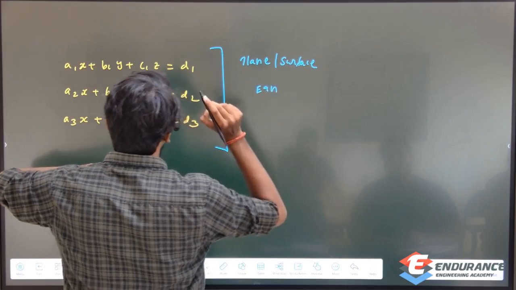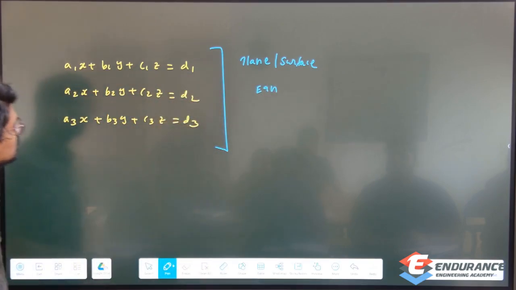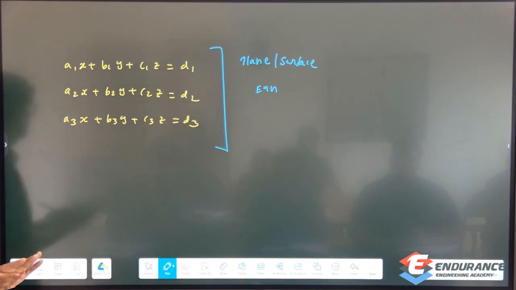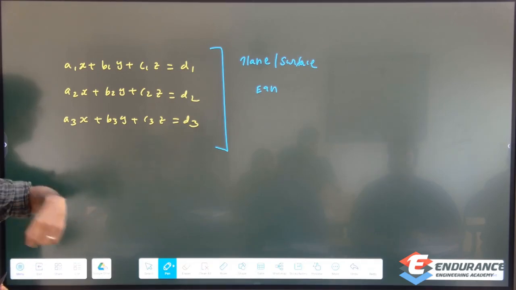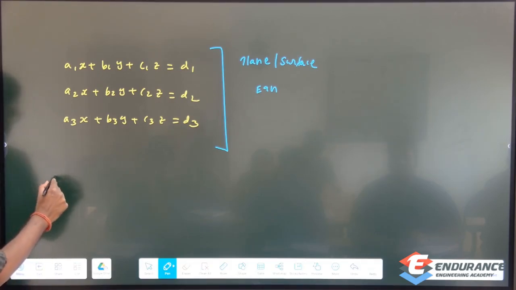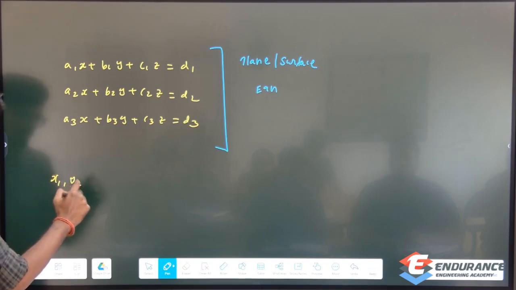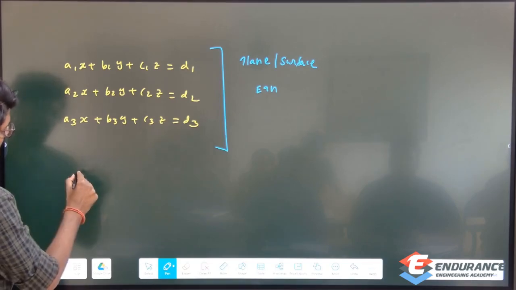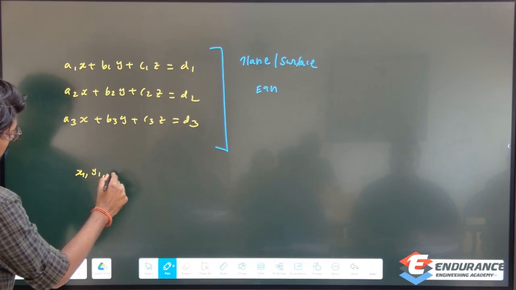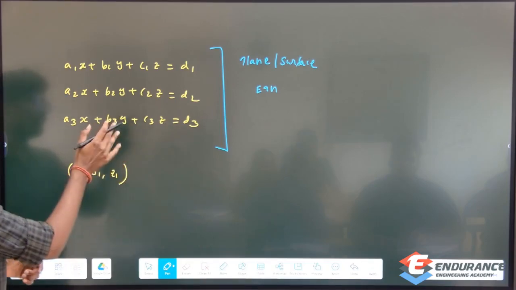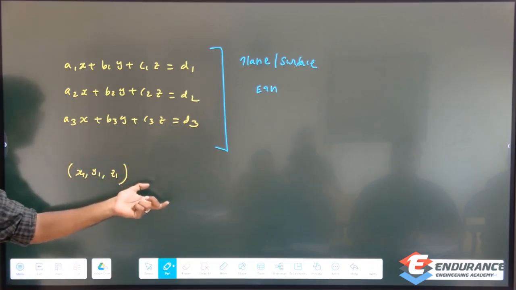Okay, and if I am going to find a solution for this, what does it mean? The same thing, I am going to find out where it intersects. I am going to find x1 y1 z1 or x2 y2 z2, in order to find where it actually satisfies all three equations.